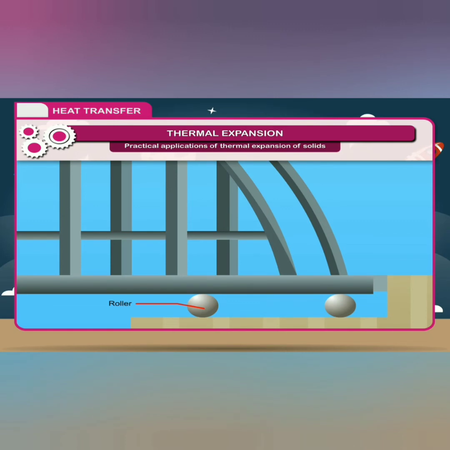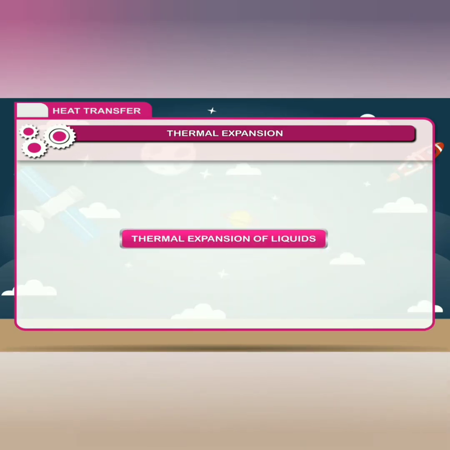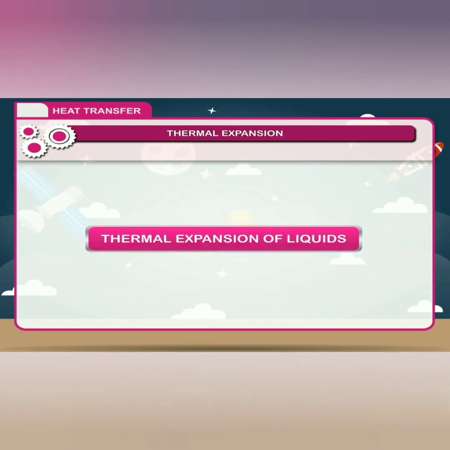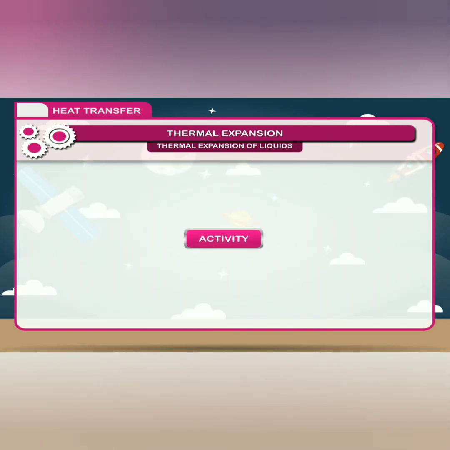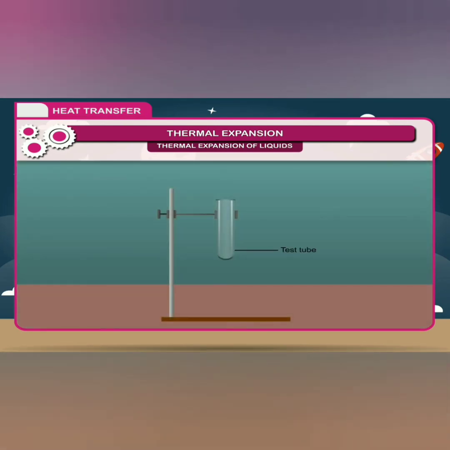Now let's see thermal expansion of liquids. Liquids also expand when they are heated. Let us see with the help of an activity. Take a test tube and fill it to the brim with water. Take a rubber stopper and make a small hole in it. Put it on the mouth of the test tube. Put a small capillary tube in the hole of the cork. Water will rise in it.